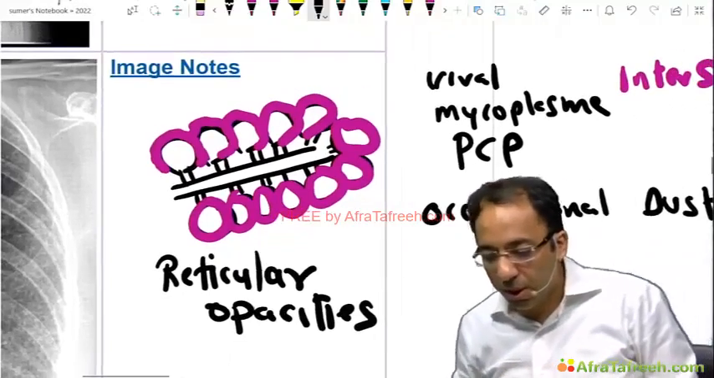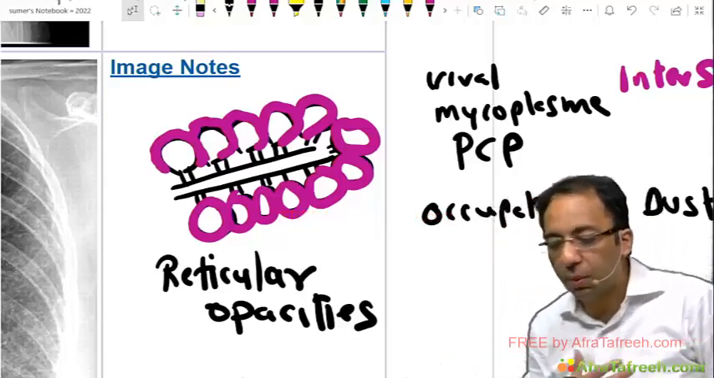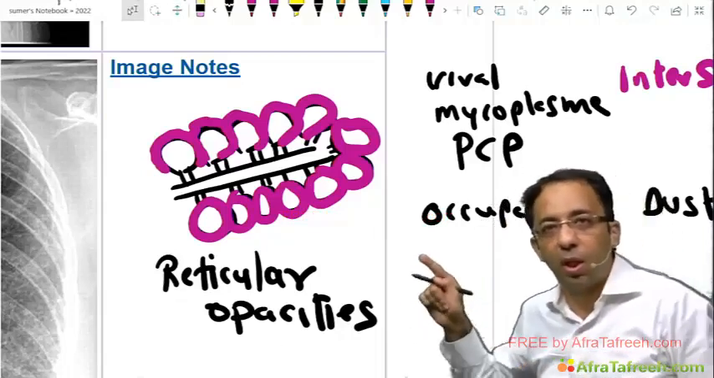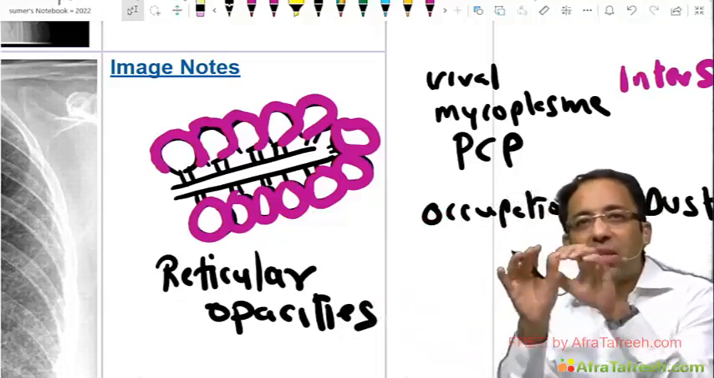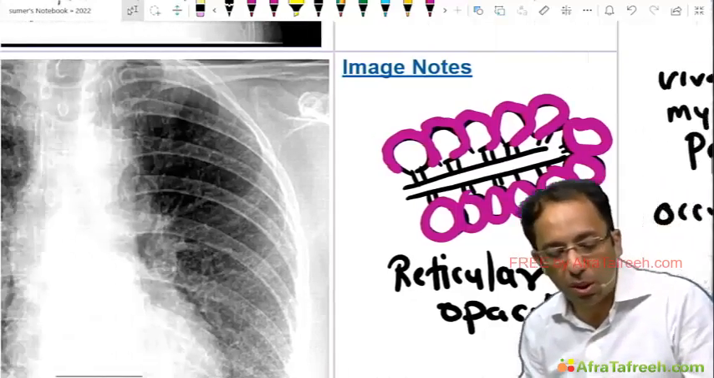Are you able to understand this? PCP was pneumocystis pneumonia, Bindu Madhuri beta. PCP is pneumocystis pneumonia. I'll explain it to you. But are you clear or not? Are you now able to see the genesis of the word reticular opacity? It's like a net.